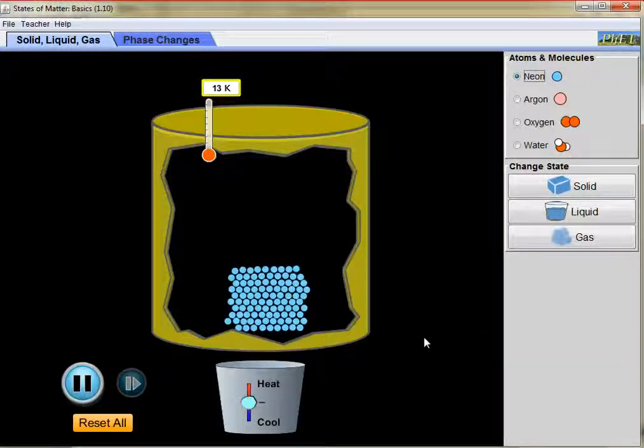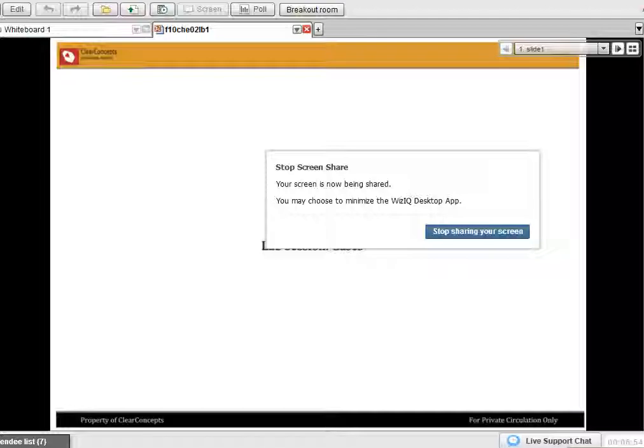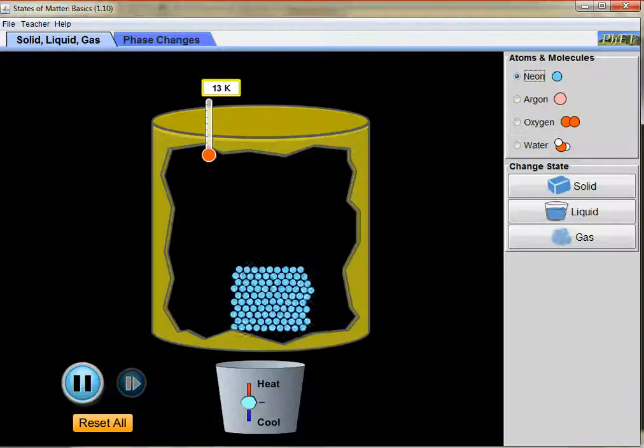Bingo. Alright, we'll start our lab. So essentially, what we are doing right now, let me just go back. Alright, essentially what we're gonna do now is try to understand the properties of matter: solid, liquid and gas, and we'll have a better idea about how gas molecules behave.